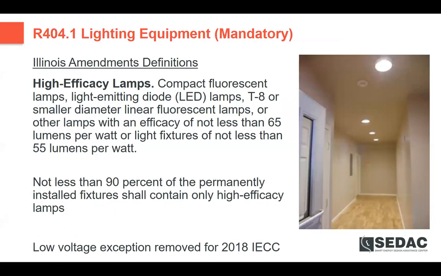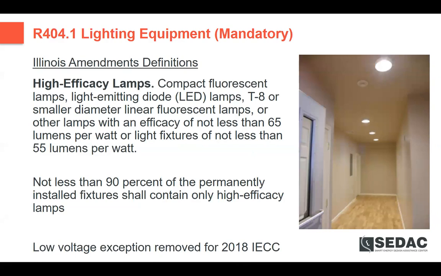Thank you, Ron. Illinois amendments have made some changes to the code, or I should say the 2018 IECC. They upped it from 75% to 90% of the permanently installed fixtures shall contain only high efficacy lamps. So that doesn't leave you a lot of wiggle room, but then again, so many lighting fixtures these days are already compliant that it's not that hard to meet that portion of the code.